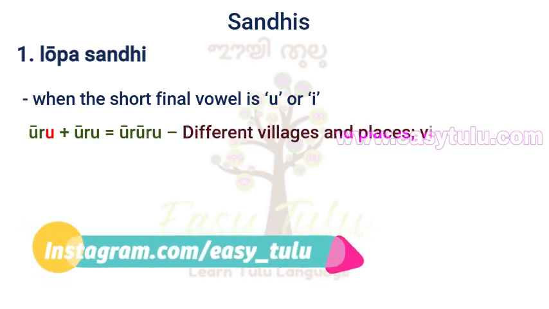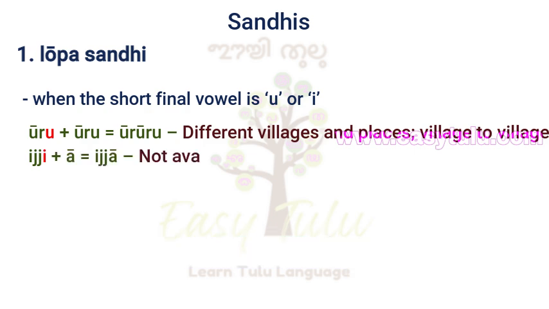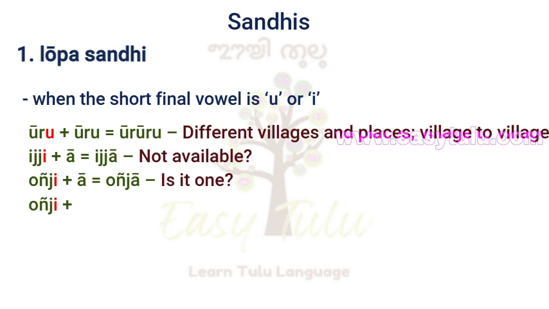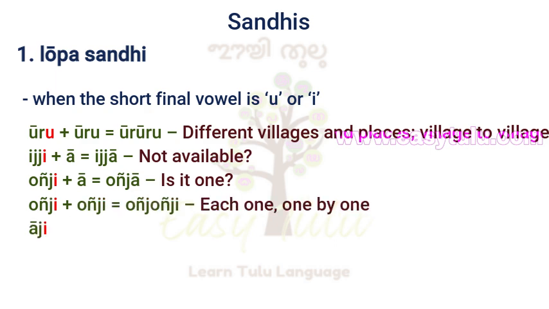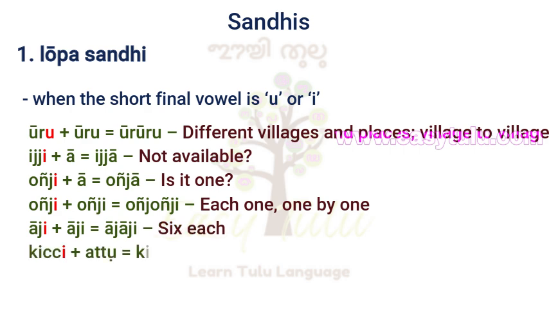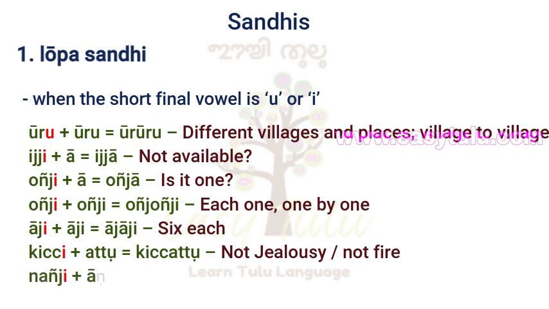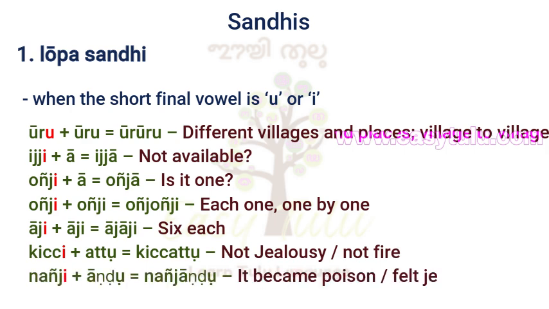Uru plus uru, ururu. Different villages and places, or village to village. Ururu. Ijji plus a, ijja. Not available. Ijja. Vanji plus a, vanja. Is it one? Vanja. Vanji plus vanji, vanjanji. Each one or one by one. Vanjanji.